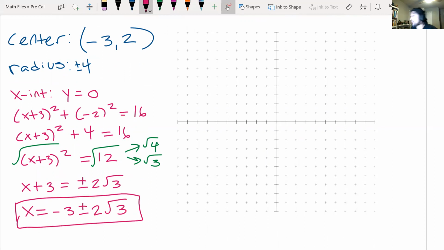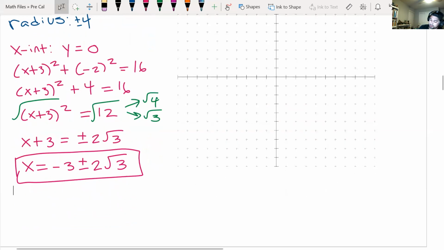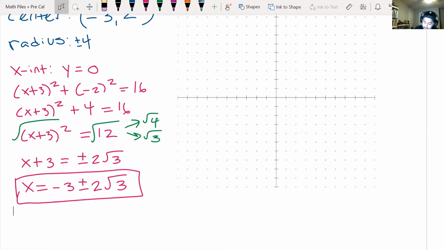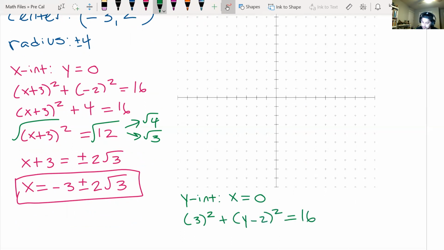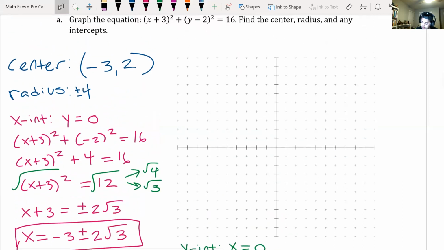And if you really want to know their location, then definitely plug that into a calculator and get the decimal numbers. Okay, and that's finding x-intercepts. How about the y-intercept? Make x equal to 0. That's it. See, what a lovely algebra review. So if we let x equal 0, you'll get 3 squared plus y minus 2 squared equal to 16, right? Yes.